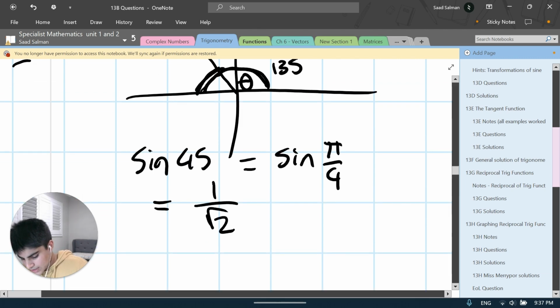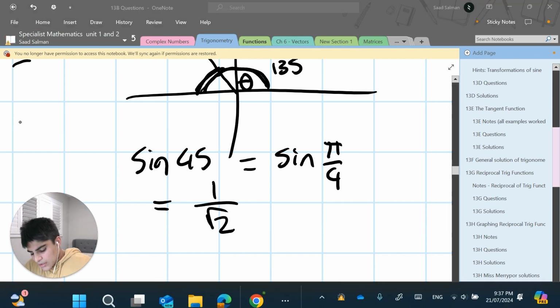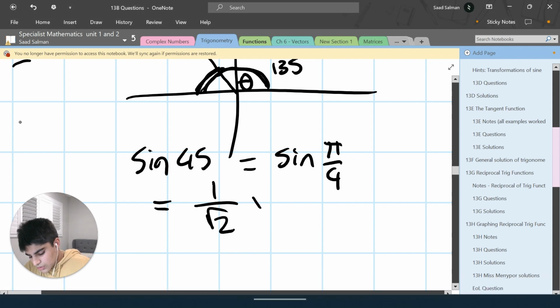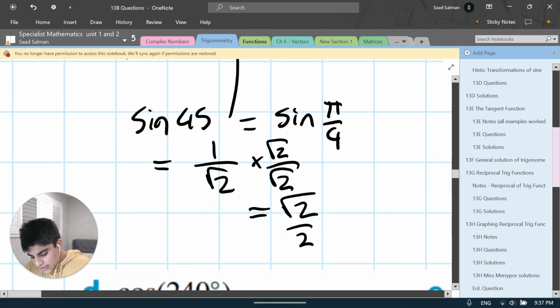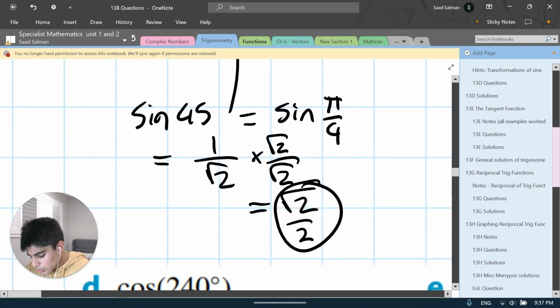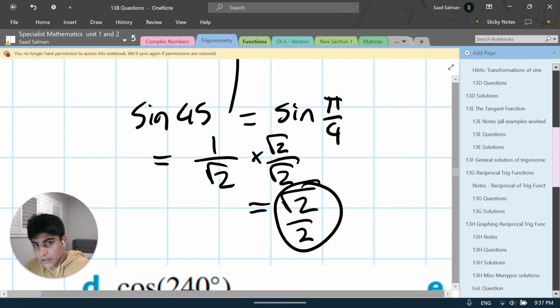And if we rationalize, this is important for the exam. You don't want to lose marks for not rationalizing the denominator. This would equal 1 over root 2 times root 2 over root 2, which equals root 2 over 2. Remember this for the exam. You do not want to be losing marks because you did not rationalize the denominator. Remember that.